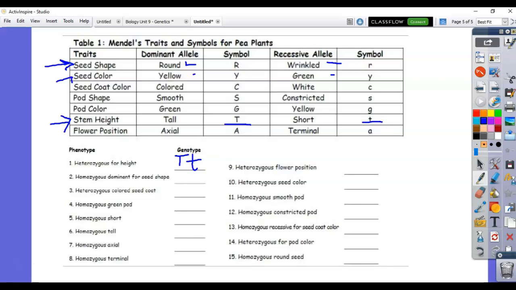Let's do number 2. Homozygous. Does that mean two of the same or two different? Homozygous, two of the same. So homozygous, two of the same. They have to be dominant. So we want two of the same dominant letters. So they're going to be the capital ones for seed shape. So let's go up to the top. Here's our seed shape. We need the two capital letters. So it's going to be R, R.